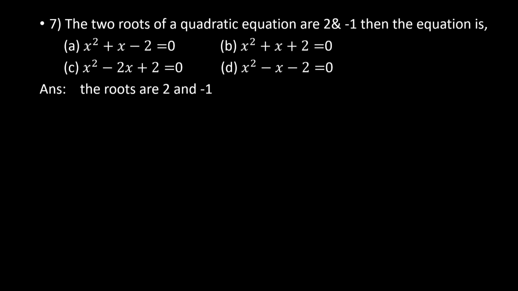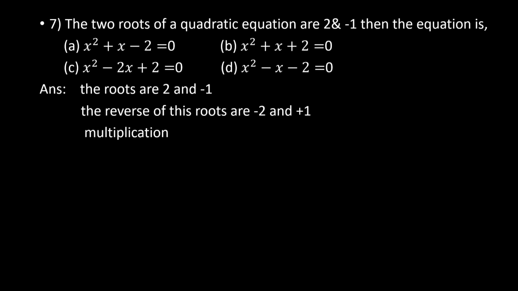So reverse of that means sign change, what will we get? Minus 2 plus 1. Multiplying, how much will we get? Minus 2 into plus 1 will give minus 2. In this equation, where do we have minus 2 as C? Yes, we have it in two places, that is A and D.